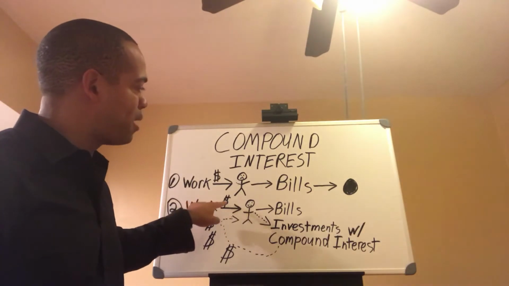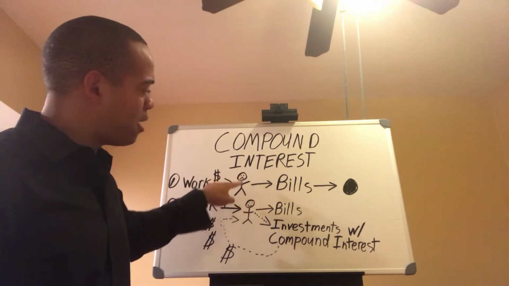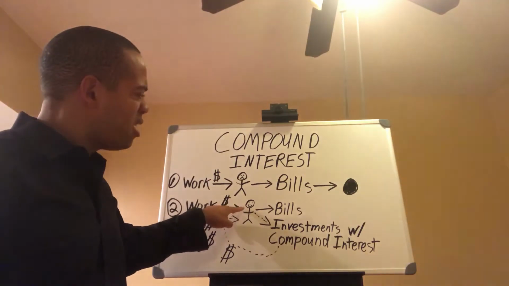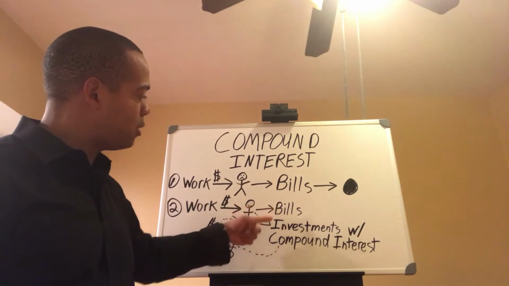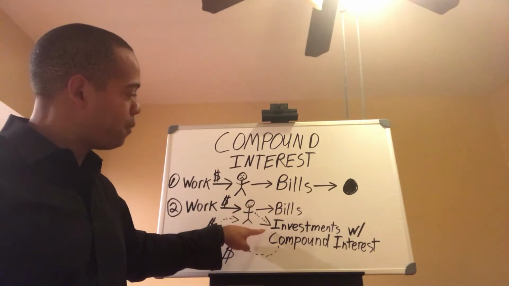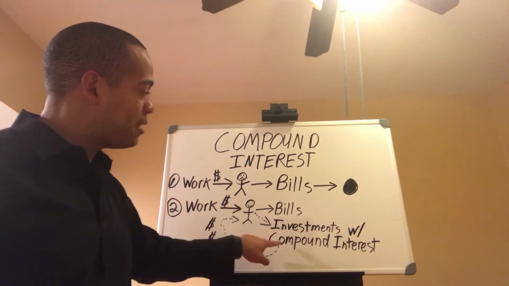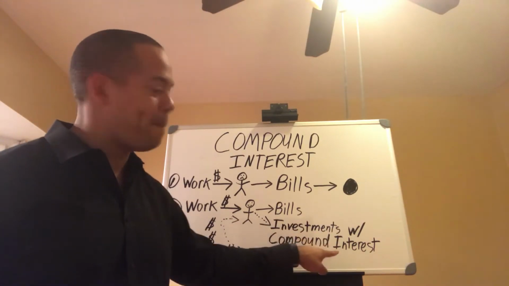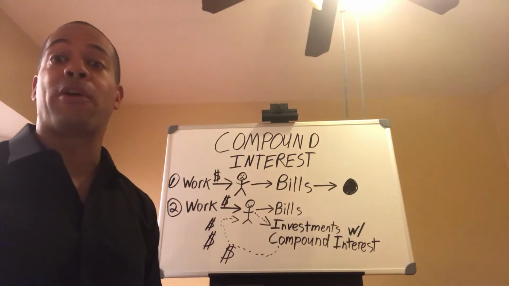Okay, so they're happy. Now worker 2 stays happy, unlike worker 1. Why? I mean, worker 2 still has bills. What's this here? Worker 2 has investments, has a financial vehicle, and the financial vehicle comes with compound interest. So that compound interest gives them a rate of return on their money.